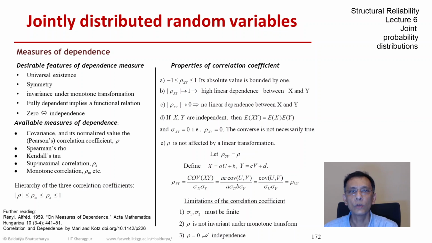Here are some of the limitations that we discussed. Sigma 1 and sigma 2 need to be defined and need to be finite. Rho is not invariant under a monotone transformation. If there is time, we can go over one example. And as I said already, the correlation coefficient rho being 0 unfortunately does not imply independence. Although if they're independent, rho is 0, rho equals 0 does not always imply independence.